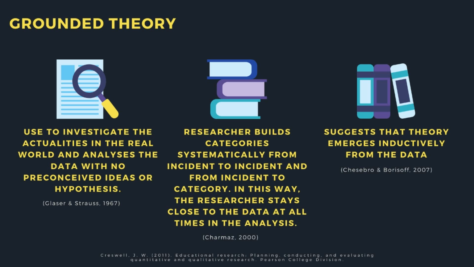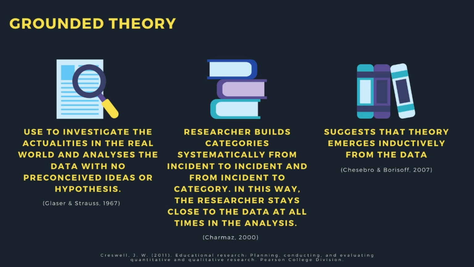Grounded theory is used to investigate the actualities in the real world and analyzes the data with no preconceived ideas or hypotheses. This is based on Glaser and Strauss in 1967. Second, grounded theory has a feature that contains a self-correcting nature. The researcher builds categories systematically from incident to incident and from incident to category. In this way, the researcher stays close to the data at all times in the analysis. This is based on Charmaz in 2000.